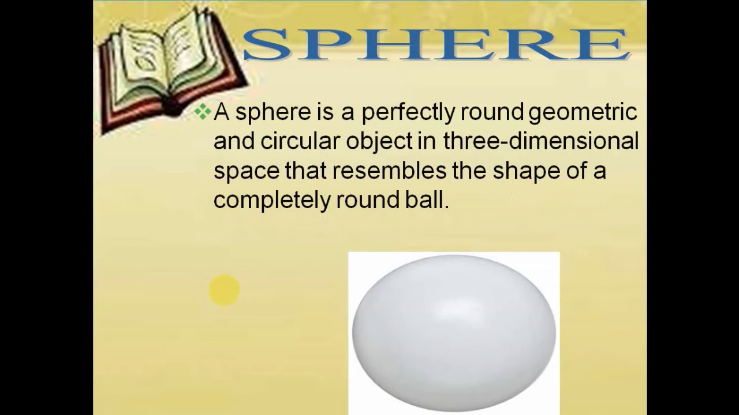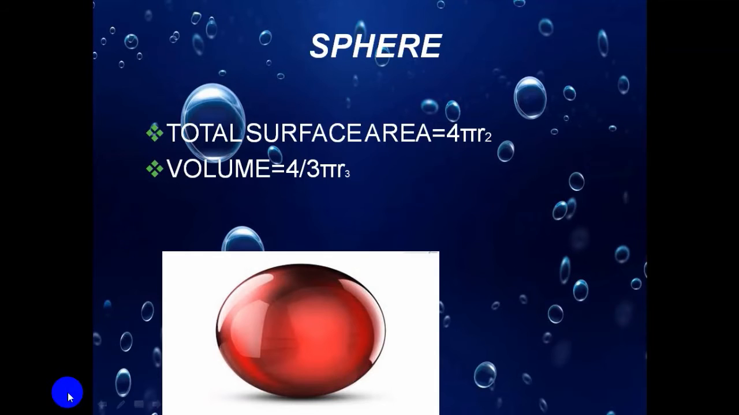Now sphere. A sphere is a perfectly round geometrical and circular object in three-dimensional space that resembles the shape of a completely round ball. You see over here, this is a sphere. The total surface area of the sphere is 4πr², and the volume of the sphere is 4/3 πr³.